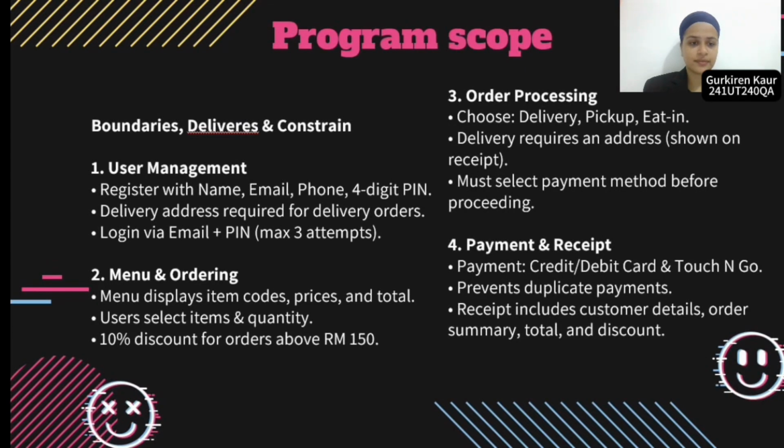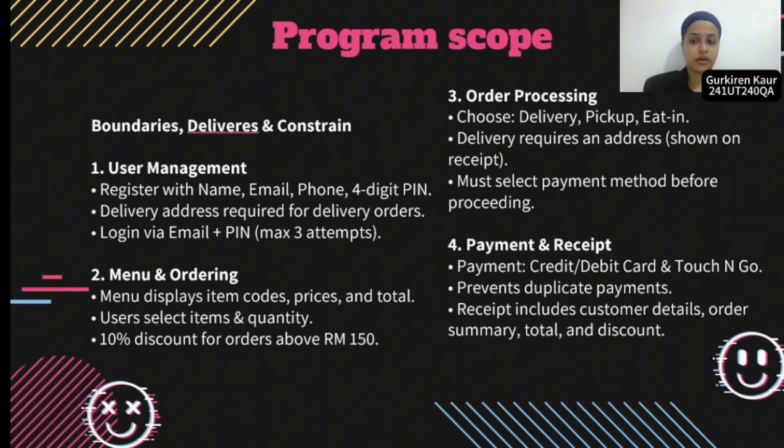Thank you. Hello everyone, I would now like to continue with the program scope of this project. So, for the boundaries, deliverables, and constraints, firstly, for user management, we register with name, email, phone, and 4-digit PIN. Then, the delivery address is required for delivery orders. And then, we log in via email plus PIN, which gives us a maximum of 3 attempts. Second, for menu and ordering, the menu displays item codes, prices, and the total. Users select items and quantity. Lastly, a 10% discount is given for orders above RM150.